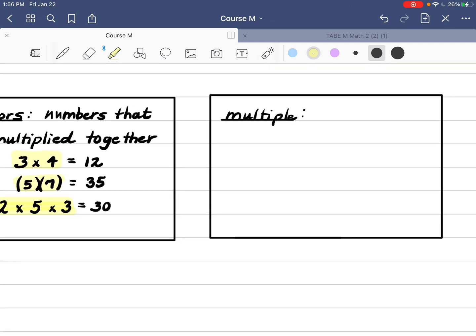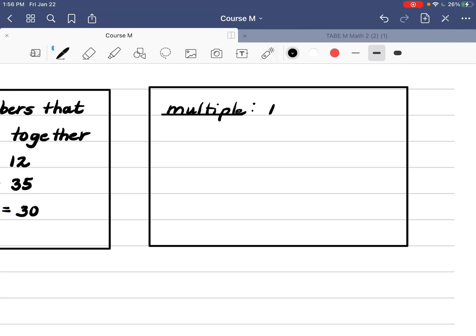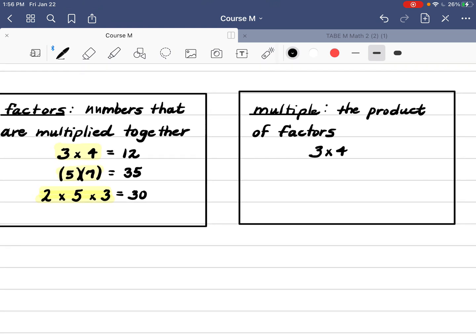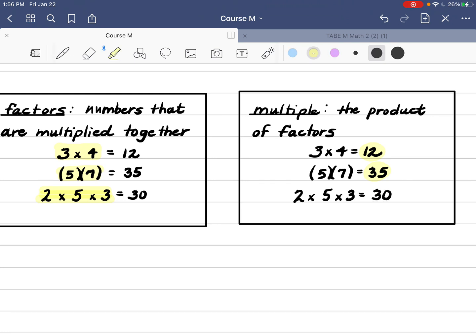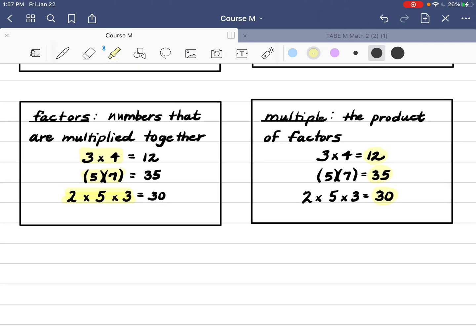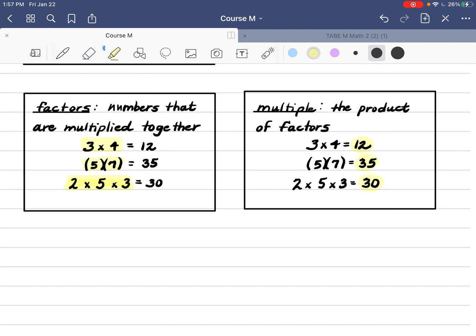Now let's take a look at the multiple. What is a multiple? A multiple is the product of factors. So if we look at those same examples, we have 3 times 4 is 12. The multiple is the 12. We have 5 times 7, and that is 35. So the multiple is 35. 2 times 5 times 3 is 30. The multiple is 30. So it's important that you understand the difference between factors and multiples.